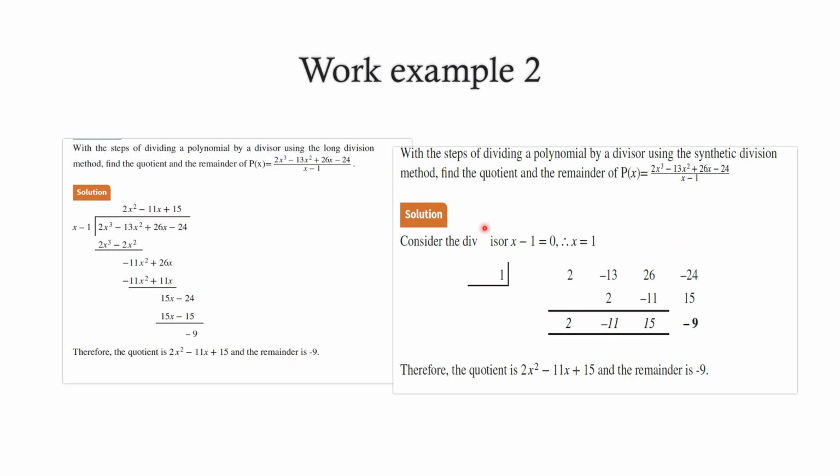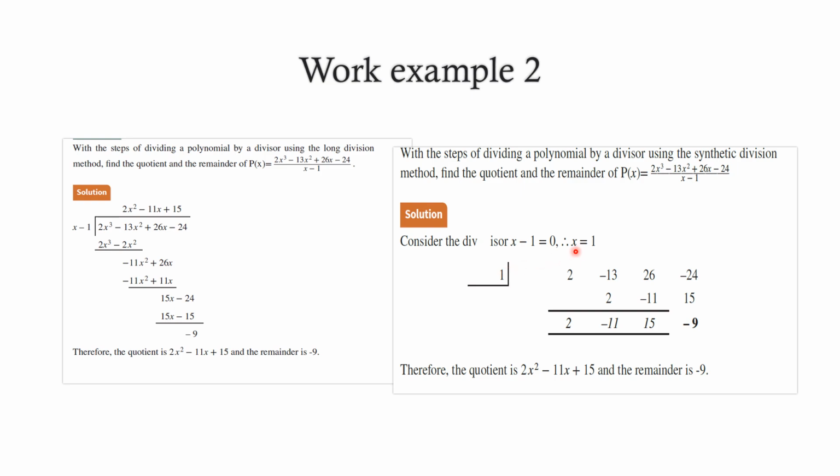We are going to use synthetic division, in which we arrange the coefficients of the dividend in descending order, so the coefficients are 2, minus 13, 26, and minus 24. Then we find the synthetic number, that is, the root of the divisor. So the root is 1, because when you equate x minus 1 to 0, x equals 1. The root, or the synthetic number, is written at this side.